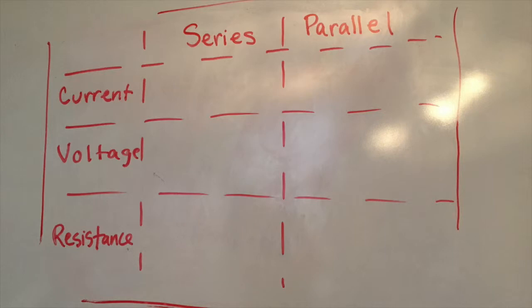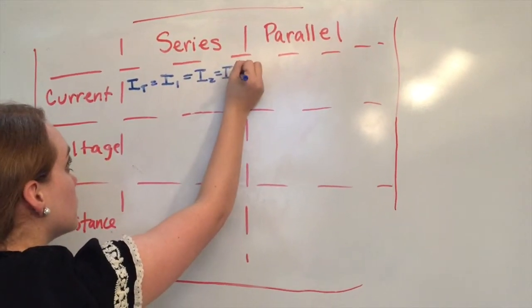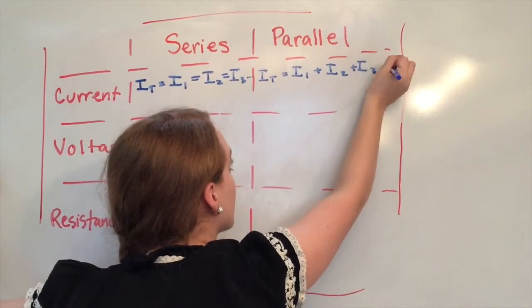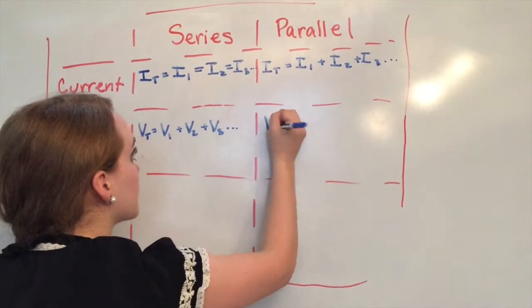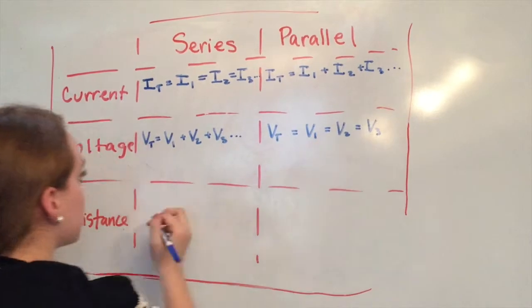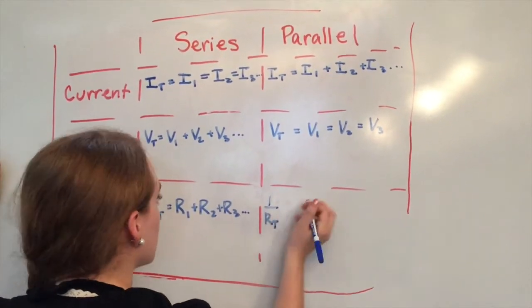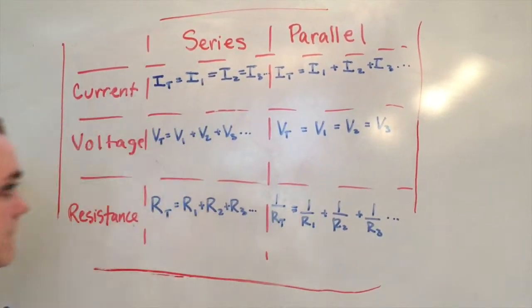Now, let's quickly review the rules for finding total current, voltage, and resistance in series and parallel circuits. In series, current is all equal to total current. In parallel, individual currents add to make up the total current. In series, the total voltage is the sum of the individual voltages, and in parallel, the total is equal to the individual voltages. In series, total resistance is the sum of the individual resistances, and in parallel, the reciprocal of the total resistance is equal to the sum of the reciprocals of the individual resistances.